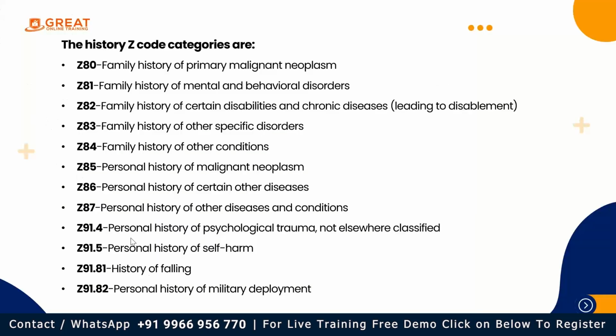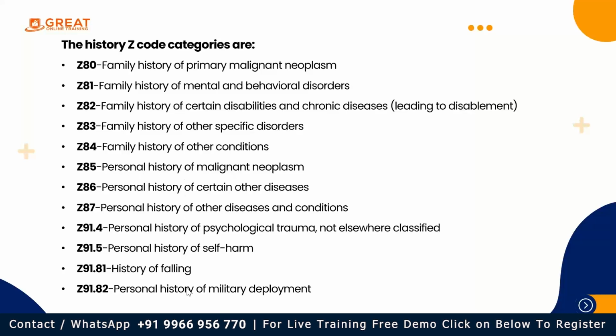So these are some examples of history codes. Z codes. Z80 category is for family history of primary malignant neoplasm. Z81 is for family history of mental and behavioral disorders. Z82 is family history of certain disabilities and chronic diseases. So these are some examples of family history codes.